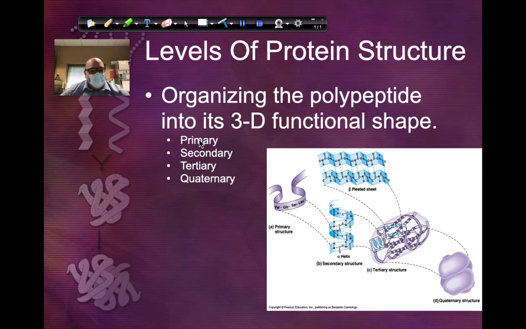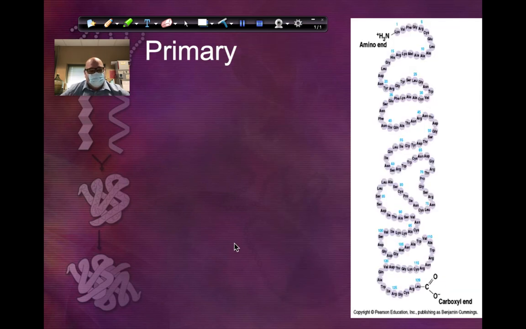So let me ask you this. What's below primary? Sets of what? Sets of amino acids, okay? All right. There's a primary. That's just a long, long chain. And if you look very closely, there's 3 letters on each one. Those are the 3-letter abbreviations, or shortened names, of each of the 20 amino acids.